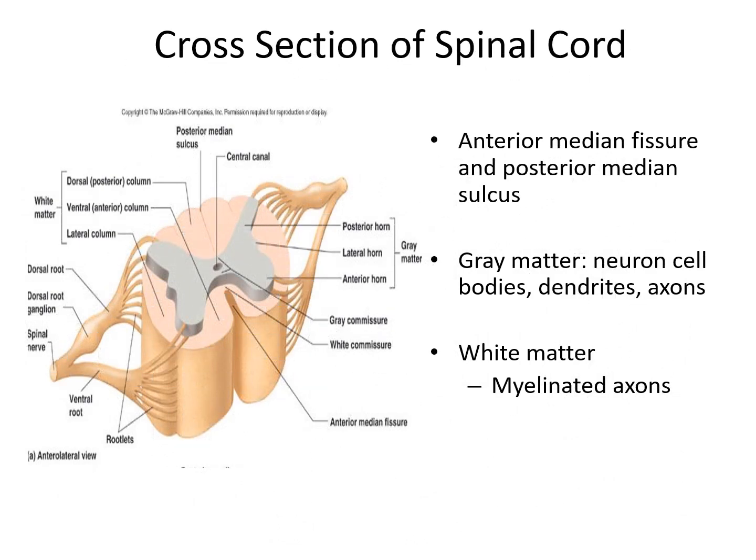Now let's see the cross section of the spinal cord. Looking at the diagram here, as I said in the previous slide, the inner portion is the gray matter and the outer portion is the white matter. In the gray matter, the neuron cell bodies, dendrites and axons are present, which basically gives it a gray color.